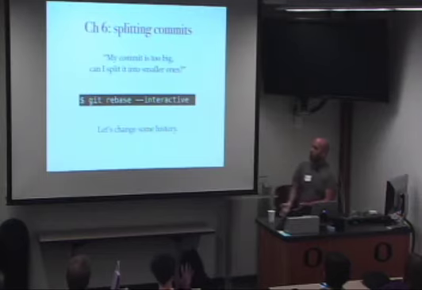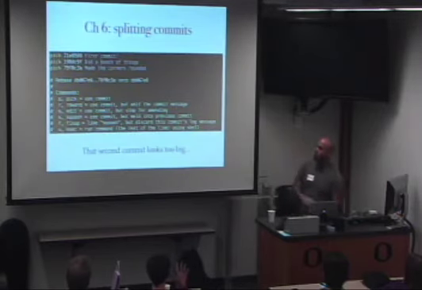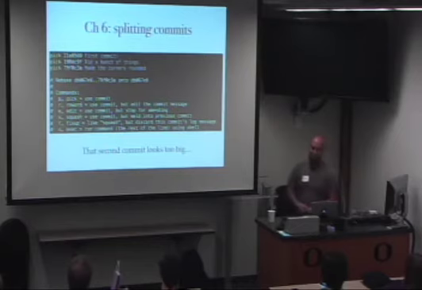So once again, we're going to use git rebase interactive. Here we're going to look at 3 commits, and you can see that the one in the middle is maybe a little bit too big. There's a bunch of things that we did, and it's ambiguous exactly what that commit is supposed to accomplish.